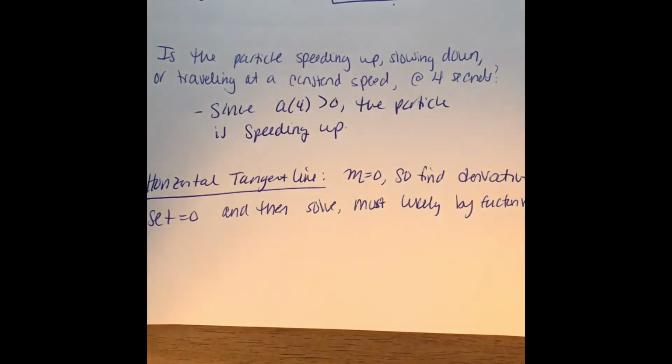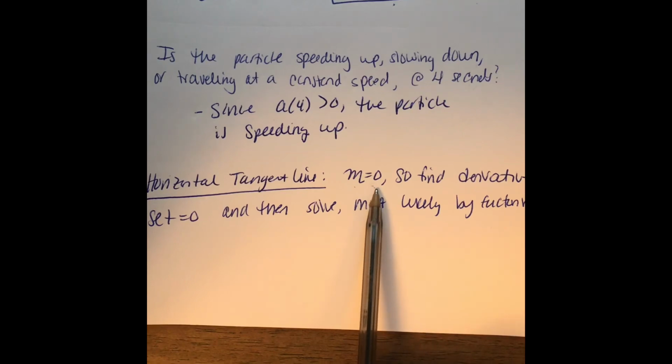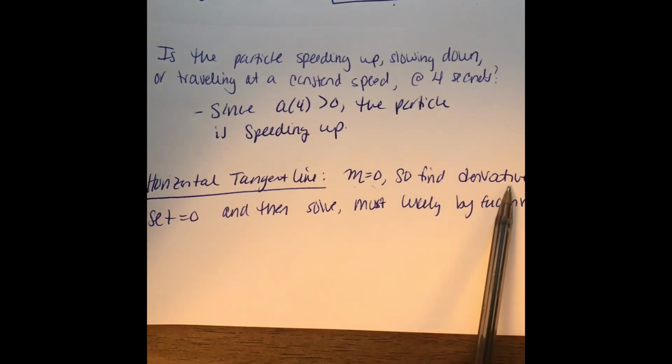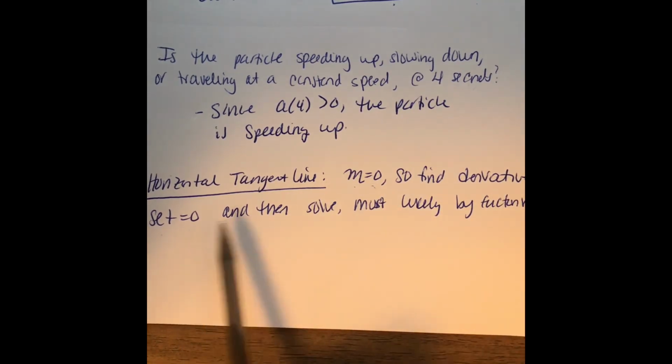And last but not least, in your homework, you'll have a question that says, find where the tangent line is horizontal. A horizontal line has a slope of 0, so in order to do this, you have to find the derivative, set it equal to 0, and then solve, most likely by factoring.